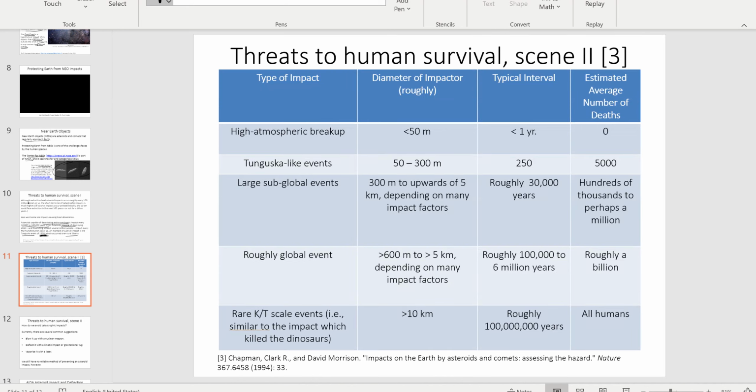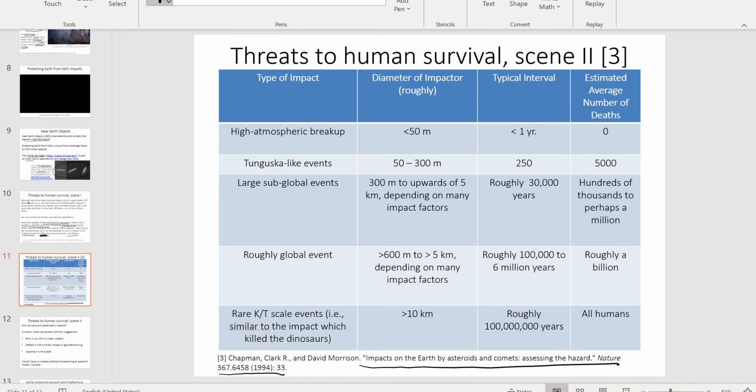Here is some research that was done in the early 90s regarding asteroid impacts and the dangers of them and the relative likelihood. This paper down here, which is published in 1994, so it might be somewhat outdated, estimated the number of deaths that would occur on average from different impacts.